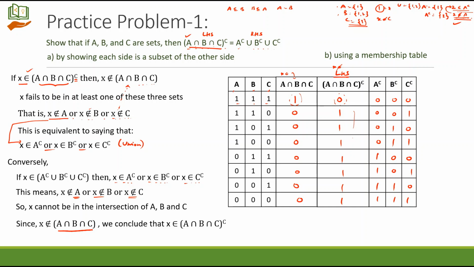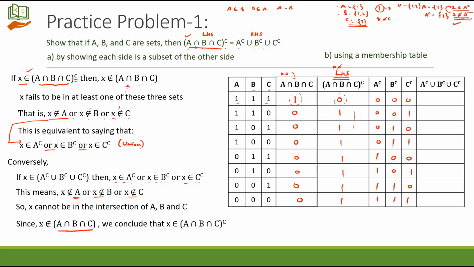Now LHS is found here. Now let's compute RHS. What we have to do? We have to take the union. So A complement, B complement, C complement are empty in the first row. That alone will have 0. The rest of the rows have at least 1 in one of the sets. C complement is having 1 here, B complement is having 1 here, here only A complement is having 1, here there are 2 sets with 1, here there are 3 sets with 1.